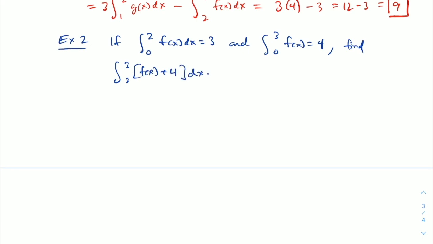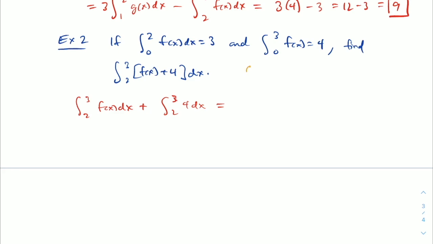Okay, so again, the first thing we're going to do is split this using the first rule. And this second integral doesn't have f in it, so this is just a normal integral. We can evaluate this. We'll come back to that. Alright, so to evaluate this first integral, we've got to use the fourth property. We write it over here.